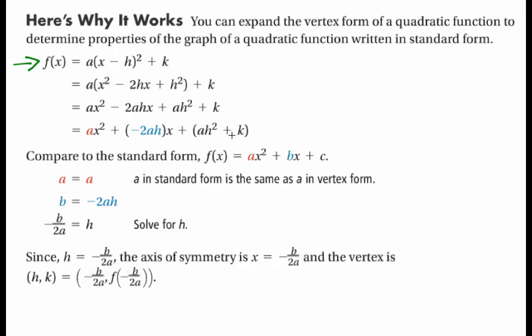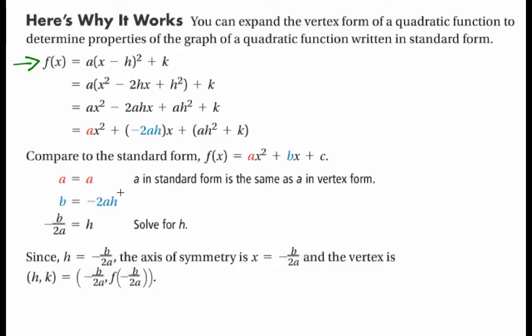Now, the reason I shuffled things around is because I had one term with x squared in it, one term with x, and then an ah squared and a k. Those are all constants. Those are all just numbers. They have no variables in them, so that's why we separated these here.